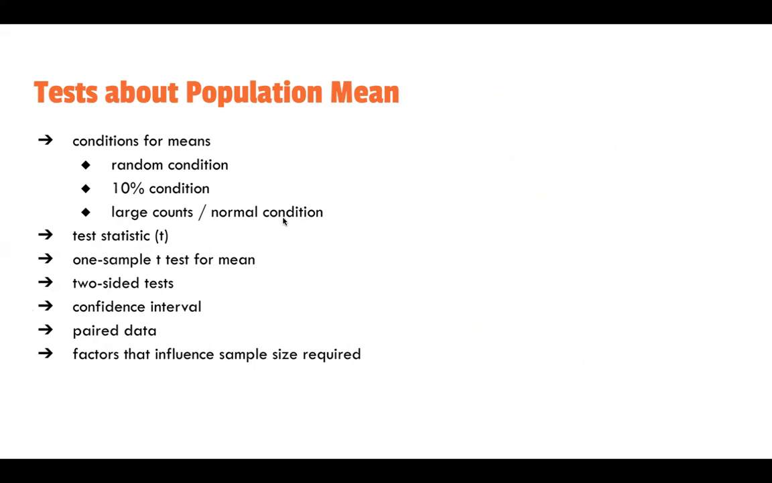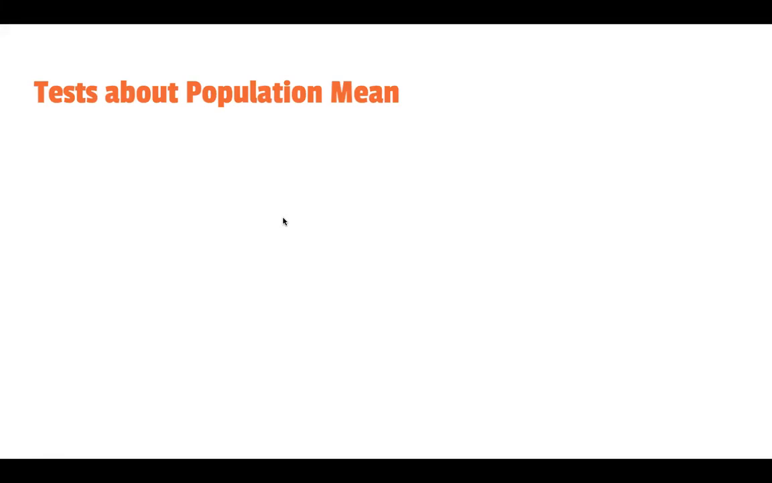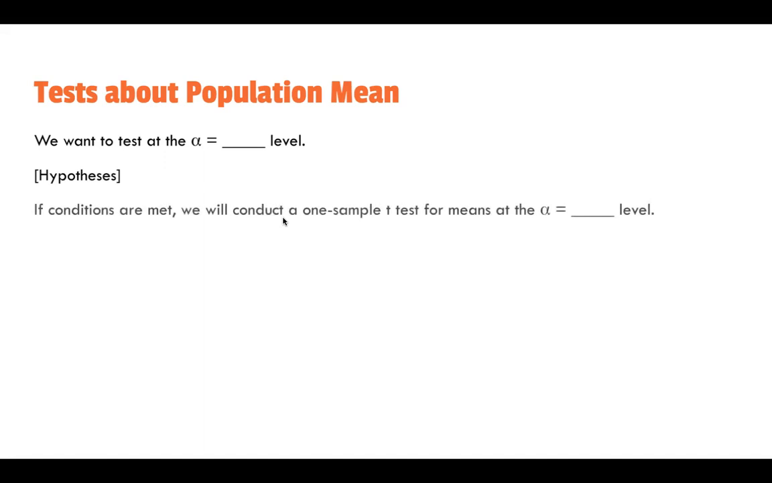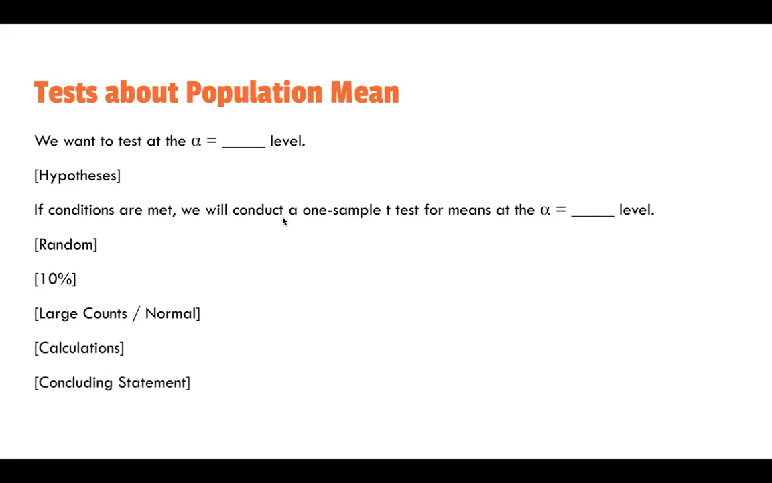Finally, we get into our format for how we structure a response. Same thing as proportions. We want to test at the alpha equals blank level, usually going to be 0.05, but it could vary. You write your hypotheses and explain what the parameter is. If conditions are met, we will conduct a one sample t-test for means at the alpha equals blank level. This is the only thing that's different. Instead of a one sample z-test for proportions, it's a one sample t-test for means. You check your conditions: random, 10%, and large counts are normal. You do your calculations, and you write your concluding statement. Looks very similar to proportions.